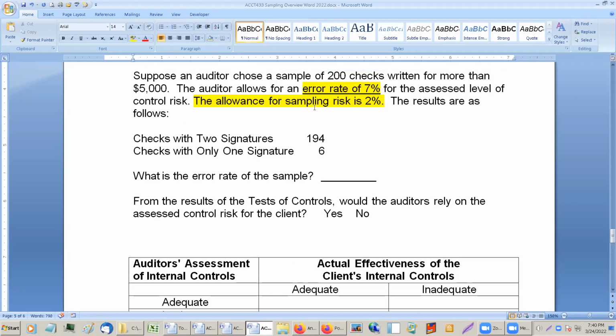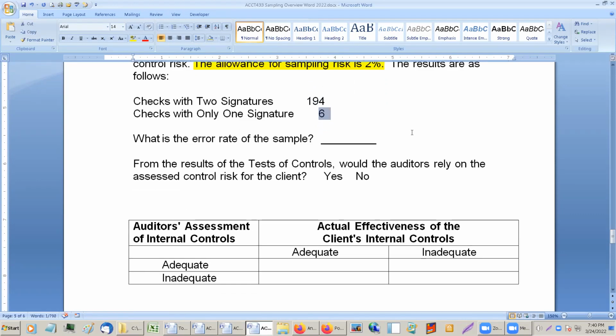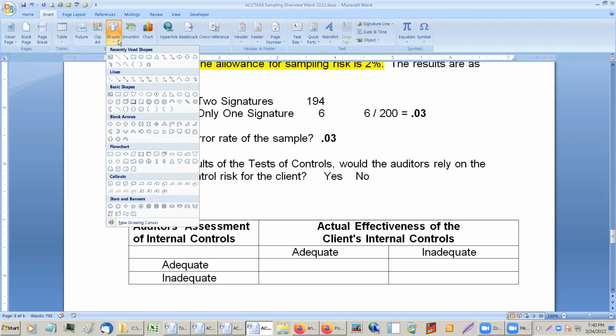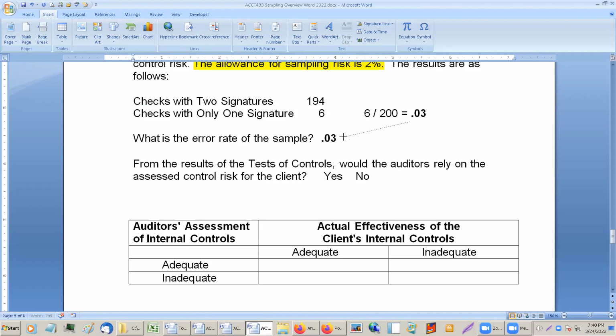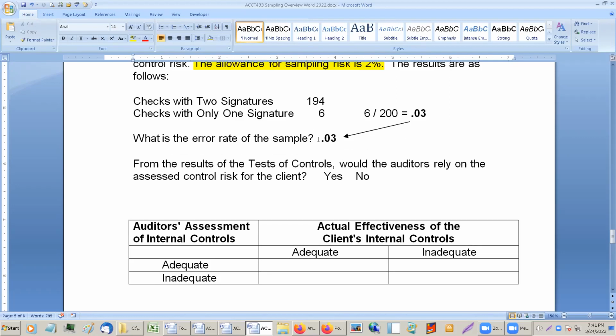So the results are the following. They had 200 checks, 194 of them had 2 signatures, 6 of them didn't. So what's the error rate? 3%. You have 200 items, so 6 were errors. So this is our error rate, and this is our best estimate as far as what the controls are telling us, if we can use them or not: 0.03.